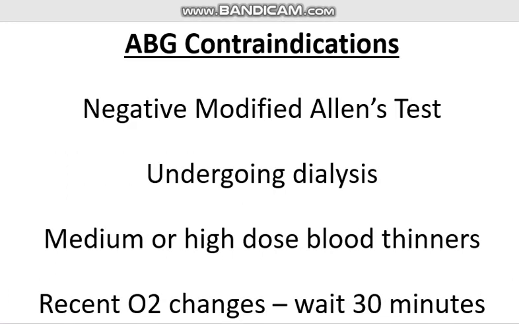ABG contraindications include a negative modified Allen's test. If the patient is undergoing dialysis. If the patient is on medium or high-dose blood thinners. And if there has been recent O2 changes, you need to wait 30 minutes.